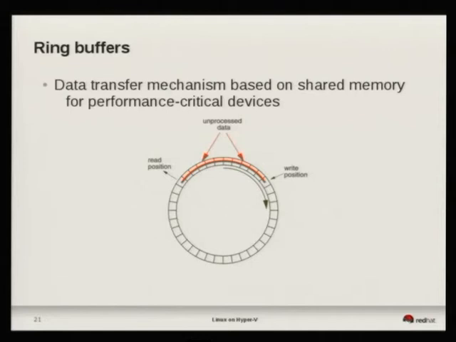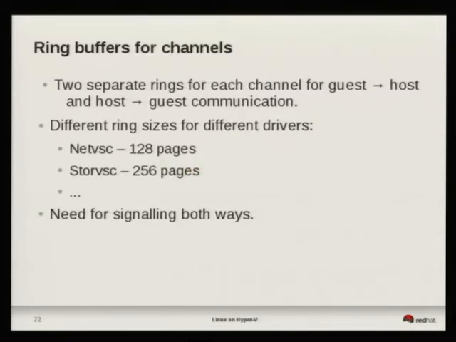Nobody blocks the counterpart. So for each Hyper-V channel, you have two rings, two ring buffers, one for sending data and the other one for receiving data. And these rings can be really different in size. So as you can see, for the network driver, we use 128 pages. For storage driver, we have 256 pages. For some non-performance critical devices, we use much smaller rings.